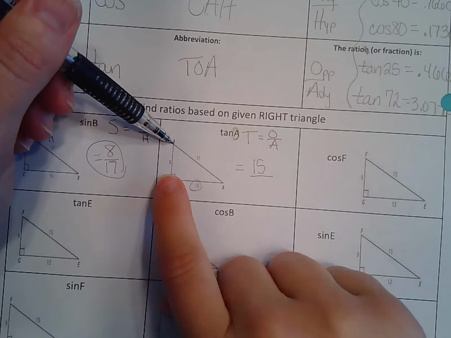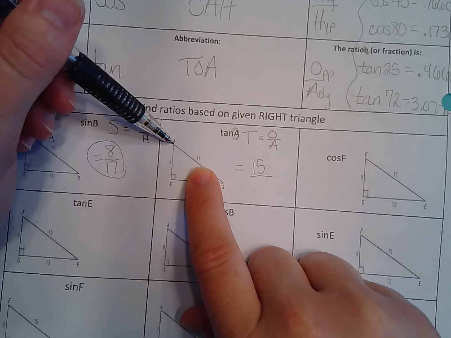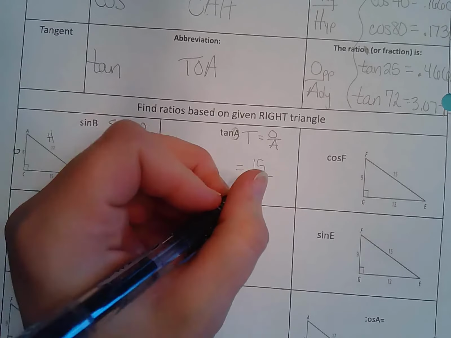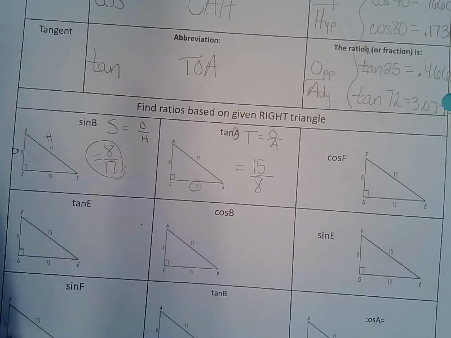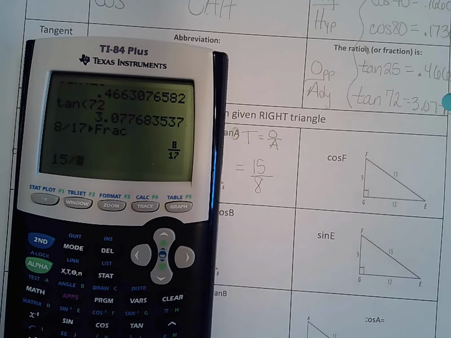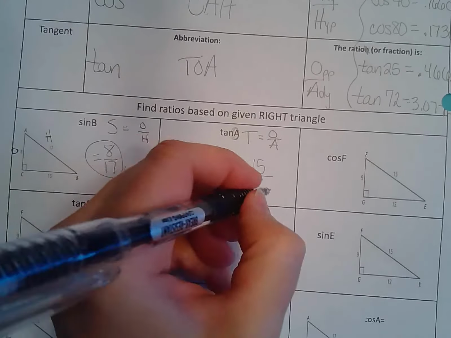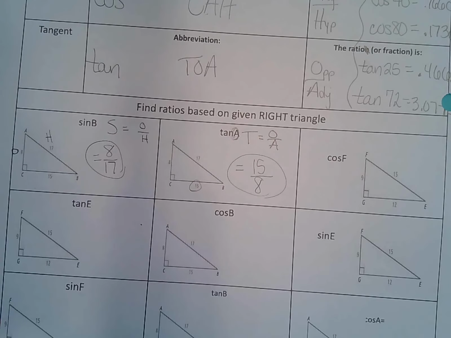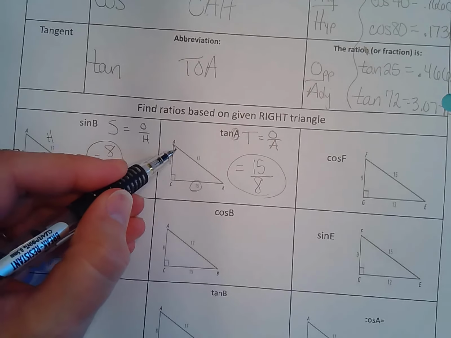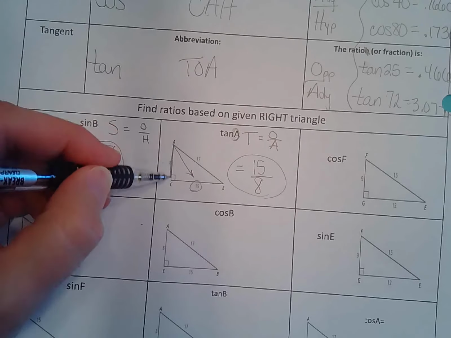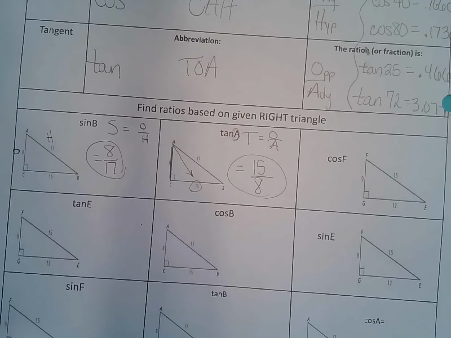So what do you guys think? Do you think the flat side is 8 or do you think the flat side is 17? 8. So I'm going to see if that reduces. So I'm going to do 15 over 8. Math, enter, enter. That does not reduce. So my ratio is 15 over 8. And again, I found opposite of A and adjacent, the flat side touching it.